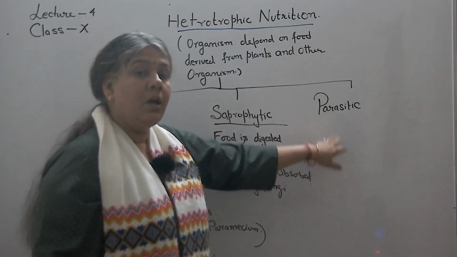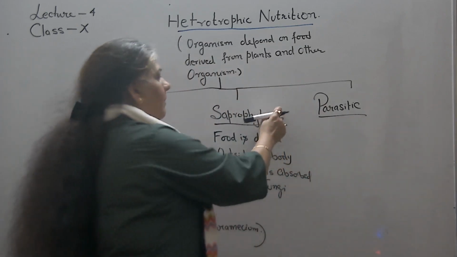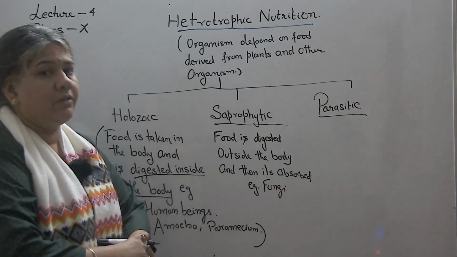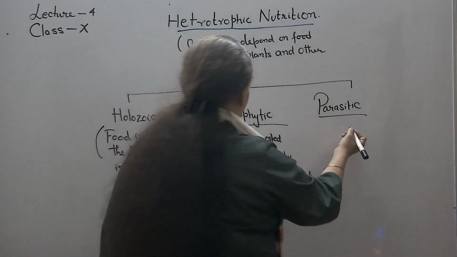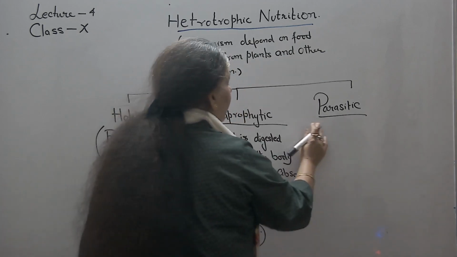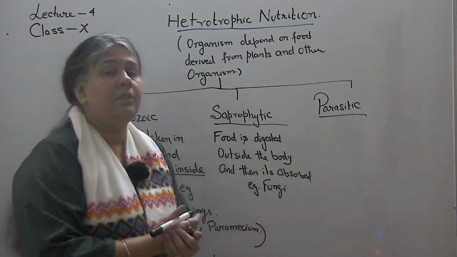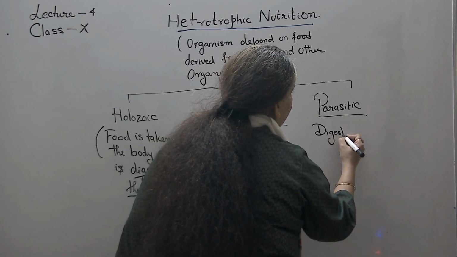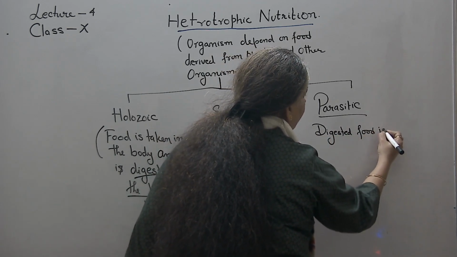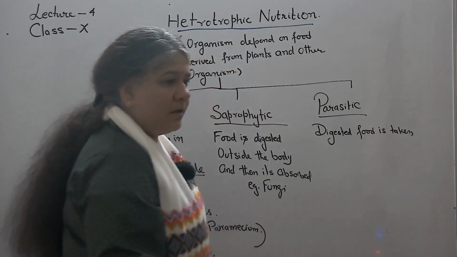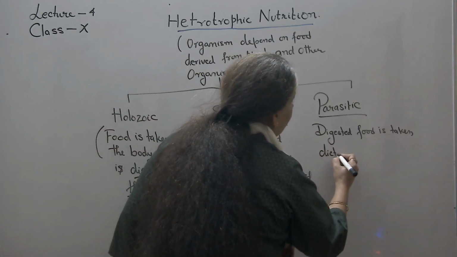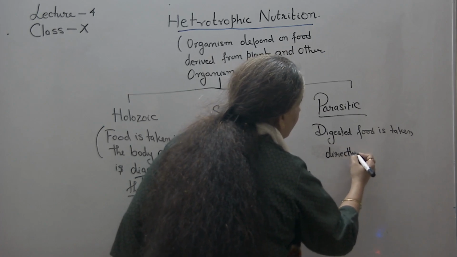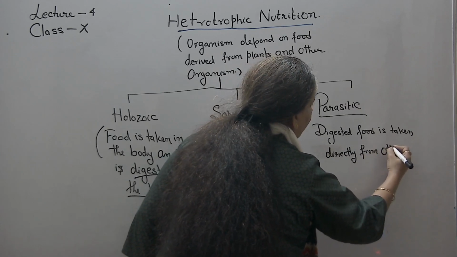Parasites feed on other living organisms. So the basic difference between saprophytes and parasites is: saprophytes feed on dead organisms, parasites feed on a living organism called the host. Example, mosquitoes, they feed on us by sucking our blood. So parasites feed on living organisms, and they don't need to digest food. They take digested food directly from other living organisms.